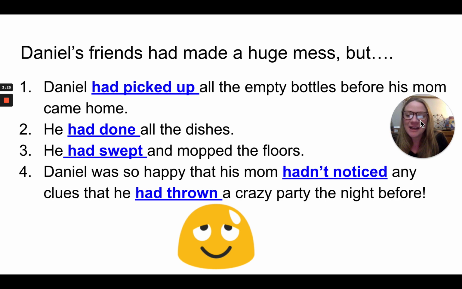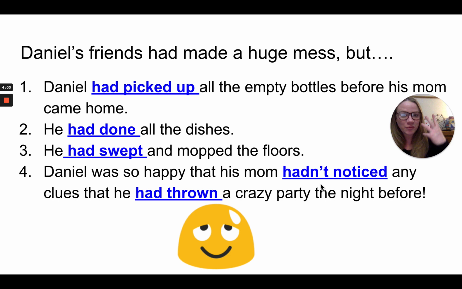That's great. But take a minute to look at the sentences I've written and the blue words. What do you notice about the words in blue? So you probably notice this verb had is the same for each and every sentence. This one's negative, so it's hadn't. Do you notice anything about the main verb? Picked up, done, swept, noticed, and thrown. What form of the verb is that?